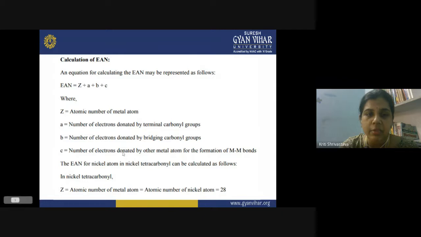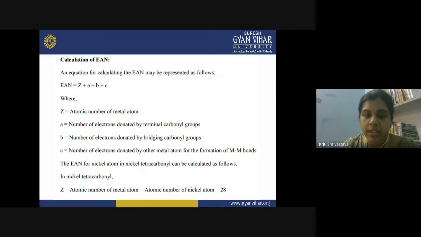And C is the number of electrons donated by other metal for the formation of a metal-metal bond. In some previous lectures, we have seen that a number of polynuclear metal carbonyls also contain the metal-metal bond, and in this manner, a pairing of the electrons takes place. So C is counted when the metal-metal bond is present in the polynuclear carbonyl. You have to count the number of electrons donated by the other metal atom. So this is the equation that we use for the calculation of effective atomic number. Now, let us see some examples for this.